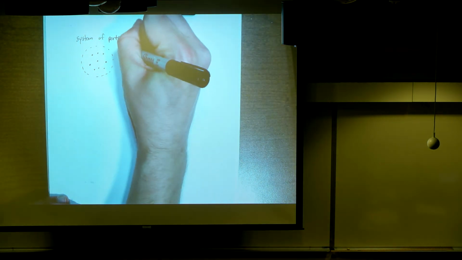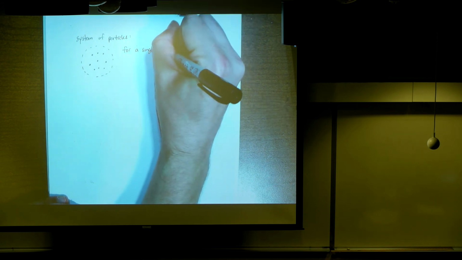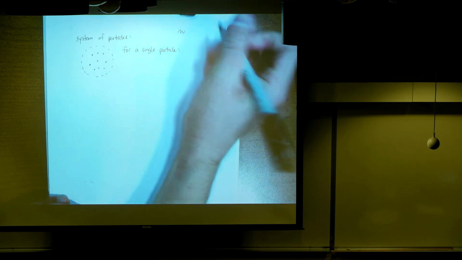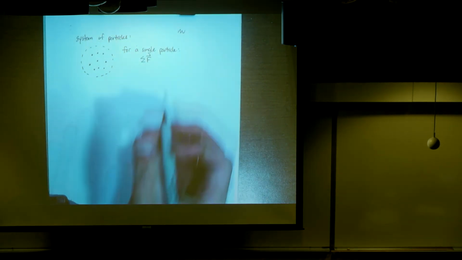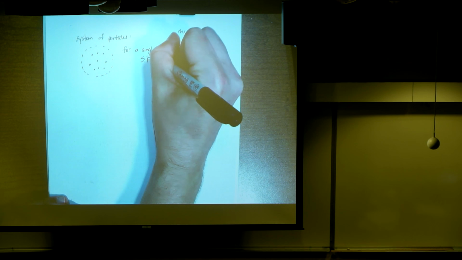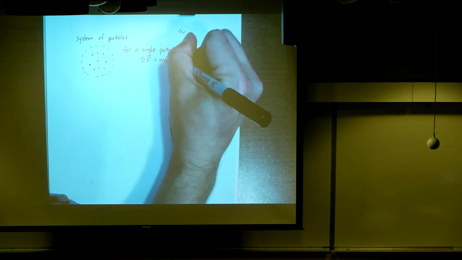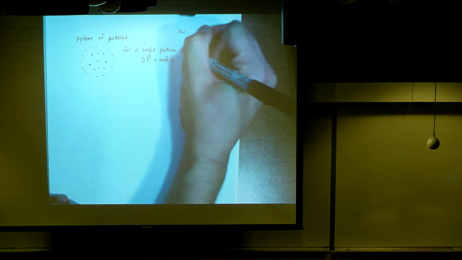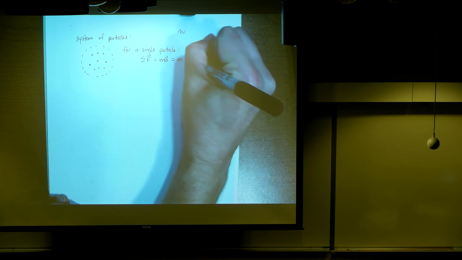So here's what we know. For a single particle, we know that if we add up the net force on that particle, that's going to equal the mass of our particle times the acceleration, but we can also write this, like I showed you at the beginning of class, as mass times the derivative of momentum.